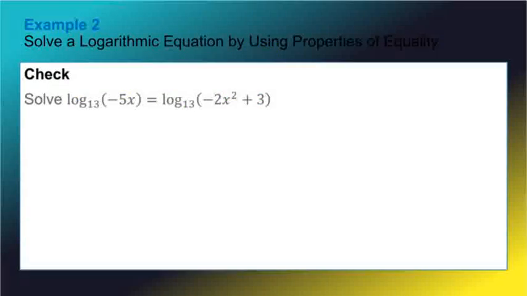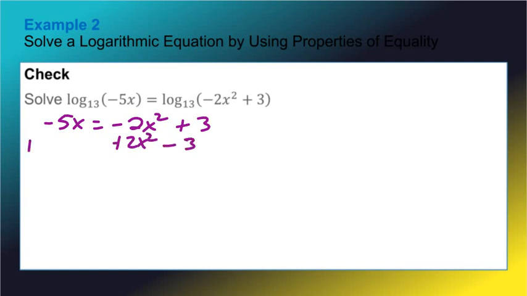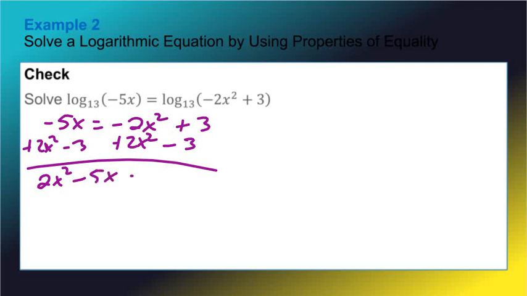Next, solve this one. Bases are the same, so everything else has to be equal. So negative 5x equals negative 2x squared plus 3. Here I'm going to bring everything to the left-hand side. So I'm going to add 2x squared minus 3. Now I have 2x squared minus 5x minus 3 equals 0.